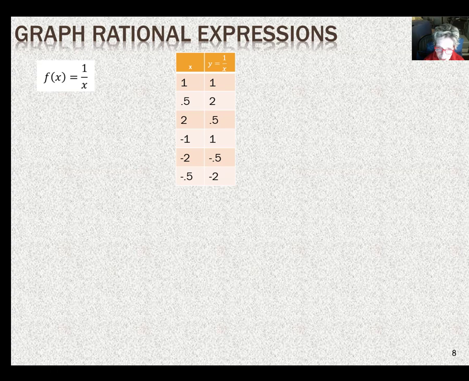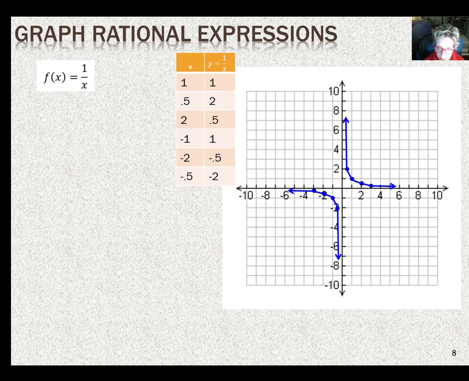So I'm starting with the function f of x equals 1 over x, kind of the standard form for a rational expression. I set up a table, find some values, and this is what my graph looks like on my graph paper. I have arrows on my lines. I have points that I have plotted. Now I'm going to label the graph with the equation, label the axes, label the points. I have a vertical asymptote at x equals 0, a horizontal asymptote at y equals 0. That's because of the limitations of the domain, and the vertical asymptote is found in another way. I'll tell you that in just a minute.